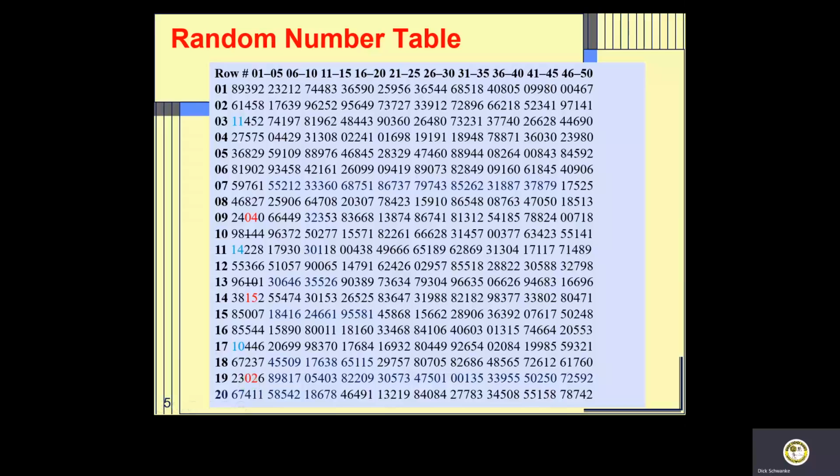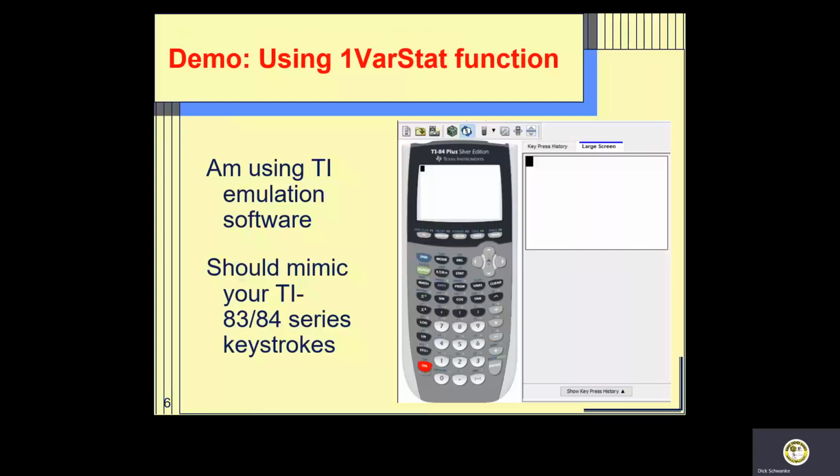I started in the upper left and read down until I got, for the first set of 3 in blue, 11, 14, and 10. And for the second set of 3 in red, 4, 14, which I'd used, so I couldn't use it over again, 10, which I'd gotten, so I couldn't use it again, 15, 2. Now, for this demo, I'm going to be using the TI emulator software, and this should mimic the same keystrokes that you've got on your calculator.